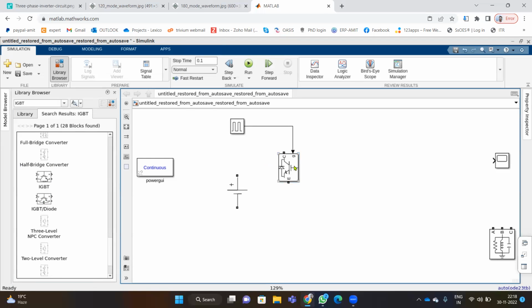So we will require six IGBTs. I will copy paste the first IGBT, and I have connected the emitter of the first IGBT to the collector of the second IGBT. I will need this kind of arrangement for three phases. So let's just copy these three things.